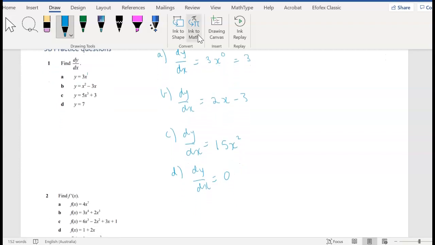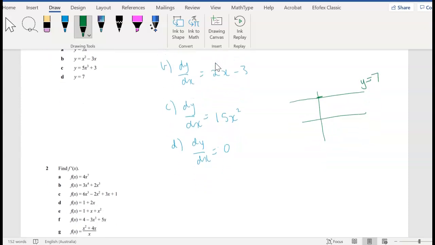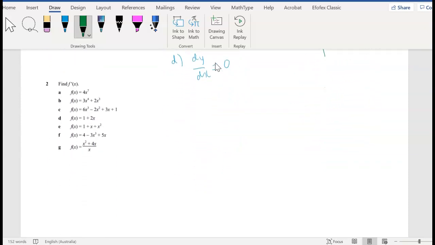And when you think about that in terms of what the graph looks like, so the graph of y equals 7 goes through like that. So it has a gradient of 0. All right, you can see it's got a gradient of 0. All right, question 2 is pretty much the same thing, but we're just using different notation. I'm going to just skip and do G with you, just because looking at all of them, it's probably the only tricky one.